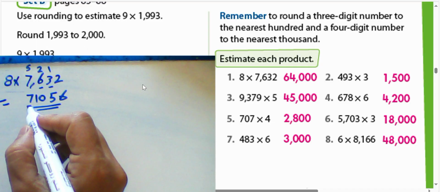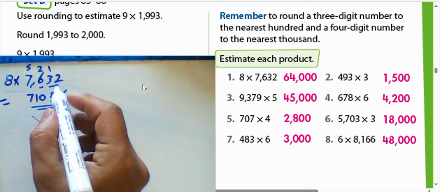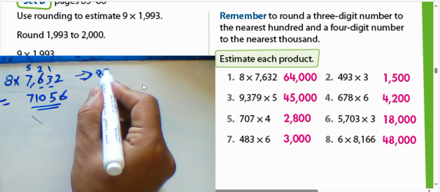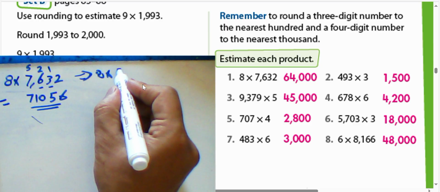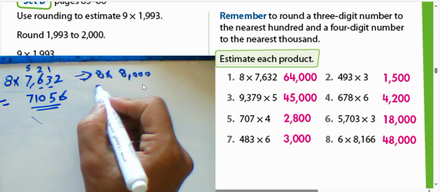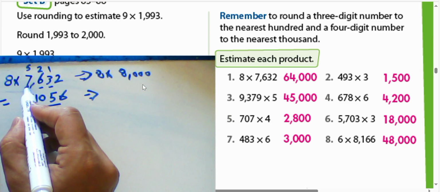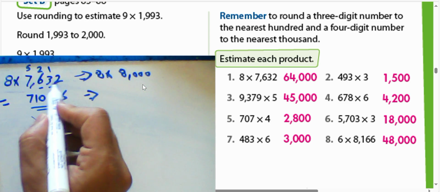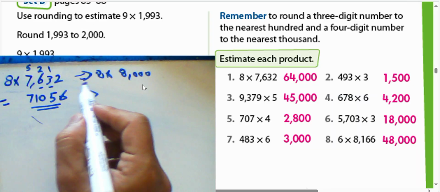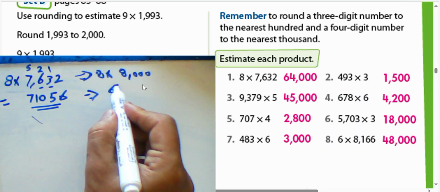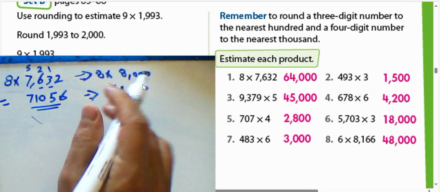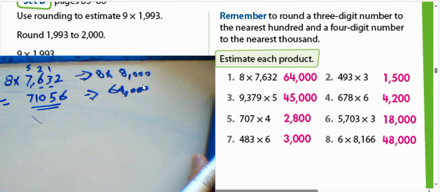True or false, it won't estimate the number. We can estimate this product by using the number nearest to 8,000. Okay, 7,632 is nearest to 8,000, and then the product between them, 8 times 8 equals 64. The number is about 64,000. Okay, why we solve this?